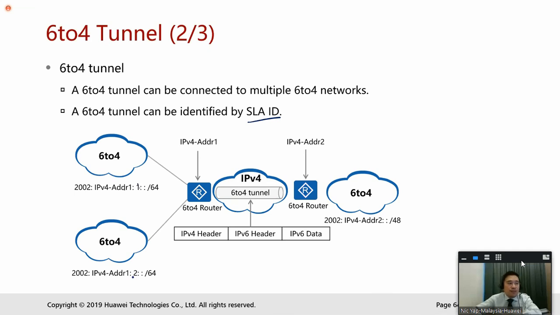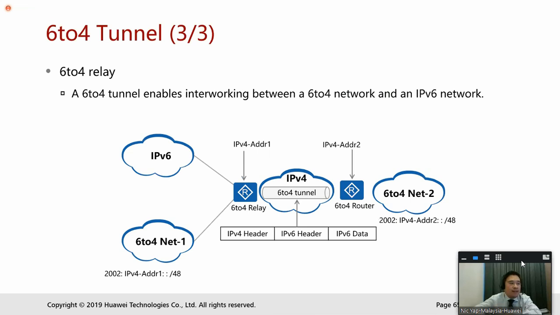Alright, on 6to4 tunnel number 2 and number 3 over here, you can also define a 6to4 relay. A 6to4 tunnel enables interworking between a 6to4 network and an IPv6 network. I have an IPv6 network, and I have a 6to4 NAT. This IPv6 network can also be a relay. You can use this as a relay for them to perform the communication back to this network or back to this network. It can be a relay tunnel as well.